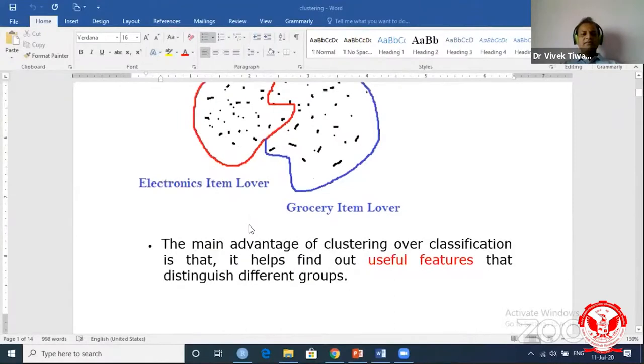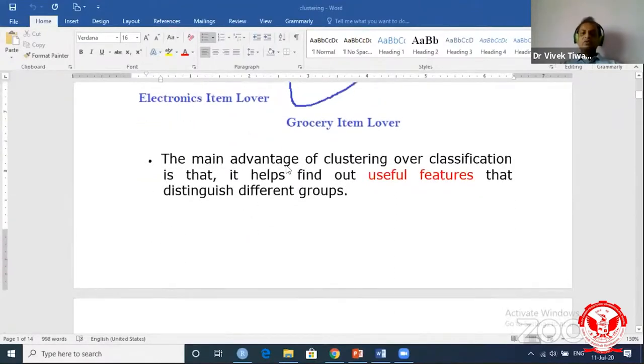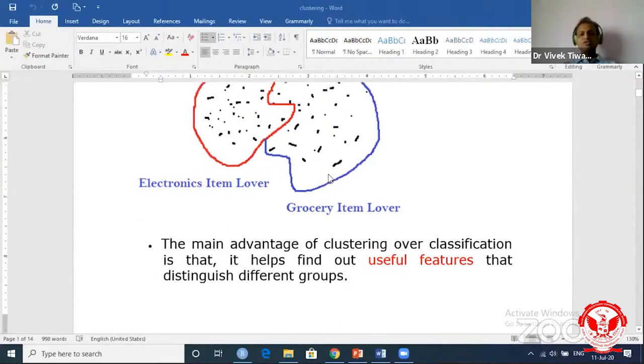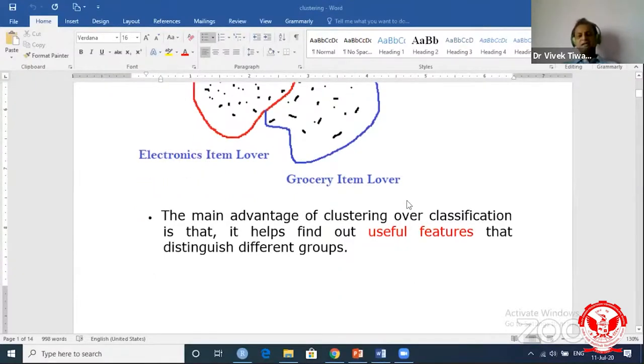Now I will go a little bit into detail about that. The main advantage of clustering over classification is that it helps find useful features that distinguish different groups. Like in that example, we had two groups, red color and blue color. Clustering helps us get to know how these persons are different from the persons belonging to the other group. That is called a useful feature. If I say these red color customers are electronics item lovers, it means I have generated a new feature. The thing I really wanted to make clear is that clustering generates new features and new knowledge, which classification cannot do.